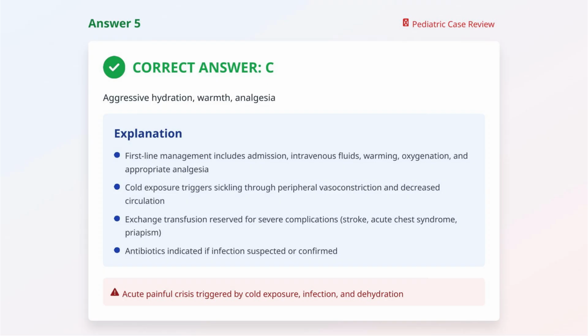Exchange transfusion is reserved for severe complications such as stroke, acute chest syndrome, or priapism, not for routine painful crises. Hydroxyurea is a chronic therapy, not an acute intervention. Antibiotics are indicated only if infection is suspected or confirmed. Acute painful crisis can be triggered by cold exposure, infection, and dehydration.